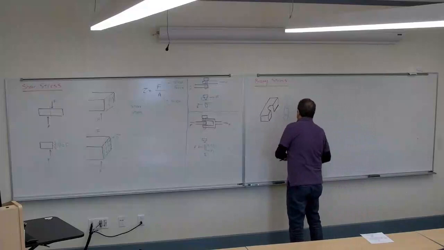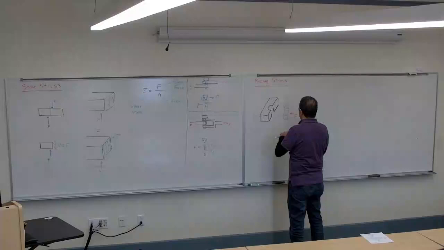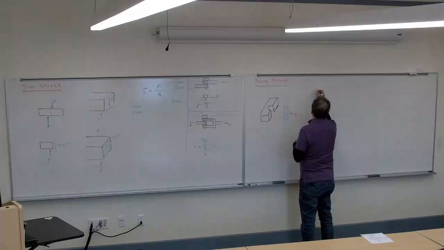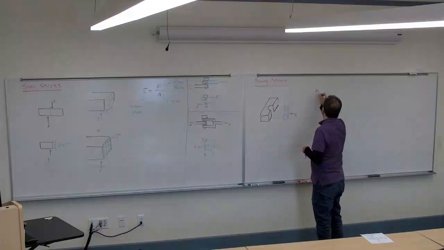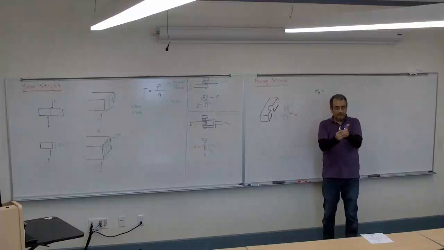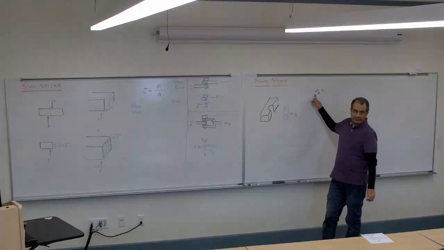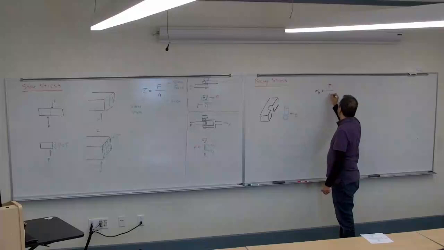if the force applying on that is going to be F, with F pushing them against each other, sigma b. By the way, when they're pushing against each other, is it normal or shear? Normal. It's a normal stress. So we have to use sigma for that. And again, it's going to be the force divided by area. So we know the force, but what's the area going to be?